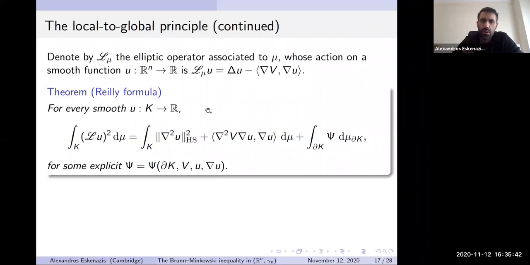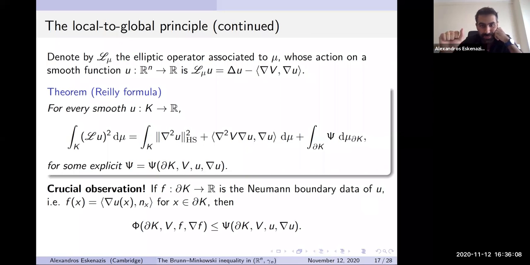And again, I'm not going to tell you what the boundary terms are, but let me just say, for those of you who are familiar with this, if K is the whole Rn, so if there is no surface, then the integral on Rn of this is the integral on Rn of this, and this is what's called the gamma 2 functional. So that's a very well-studied quantity. The twist is that when you have sets which are not Rn, you have also some boundary terms. Okay, and here is the magical observation, which is due to Kolesnikov.